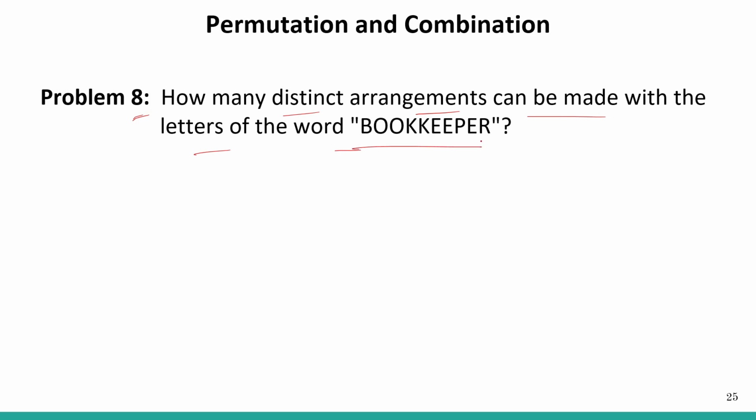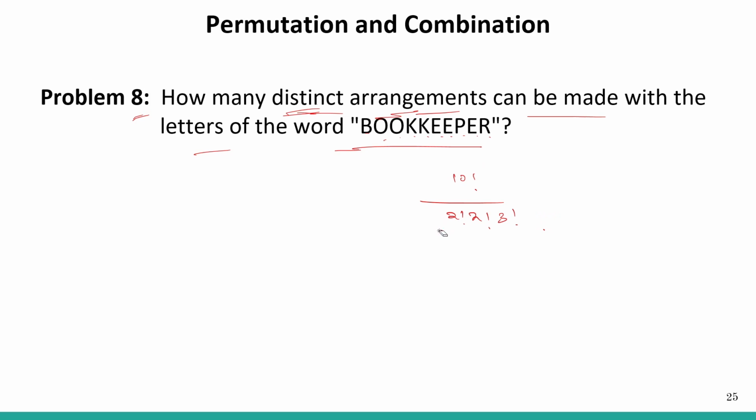Let's see how many distinct arrangements can be made with the letters of the word bookkeeper. What we want is distinct arrangements, so we will use the same formula. Counting the letters, 10 English letters are used here, so 10 factorial. Then B is repeated once, 1 factorial. O is repeated twice, 2 factorial. K is repeated twice, 2 factorial. E is repeated thrice, so 3 factorial. P is repeated once, 1 factorial. R is repeated once, 1 factorial.